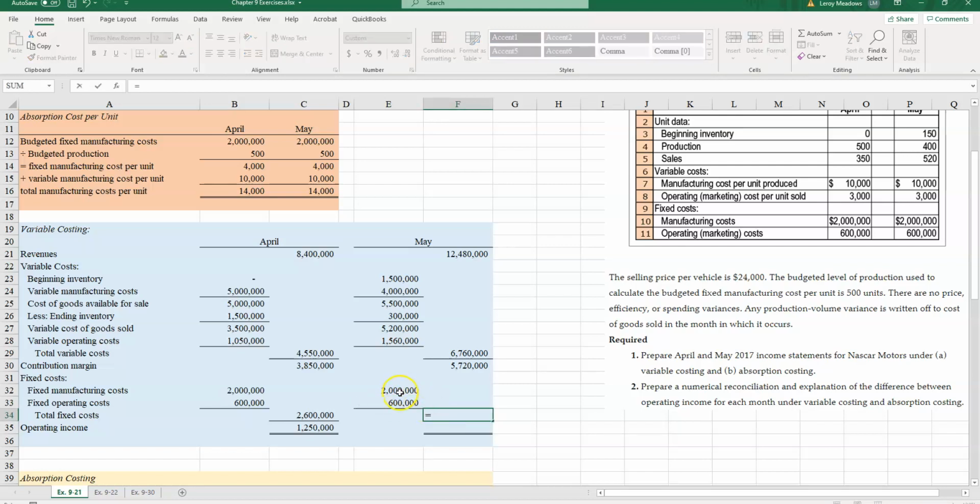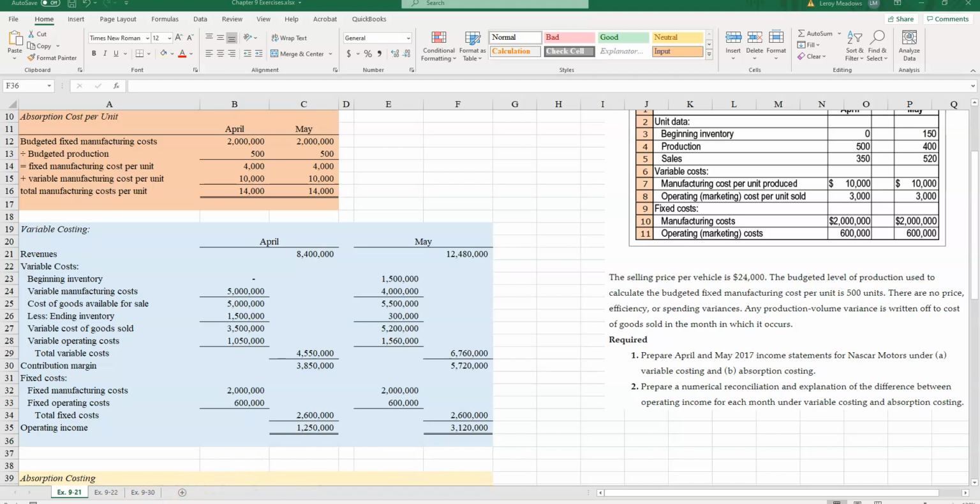So what are my total fixed costs? Fixed manufacturing costs plus fixed operating costs, $2,600,000. So operating income under variable costing then is going to be what? Contribution margin minus my total fixed costs, and that gives me what? $3,120,000 of operating income under variable costing.